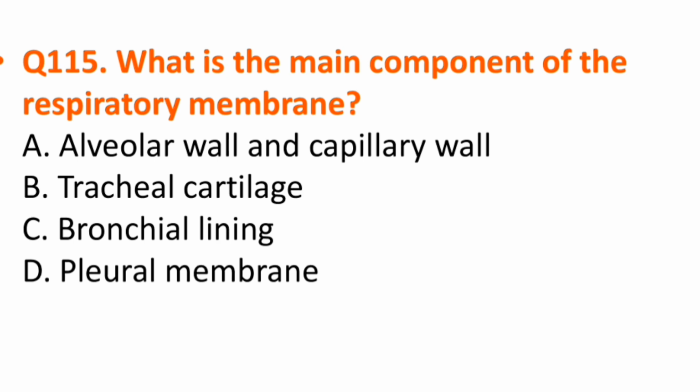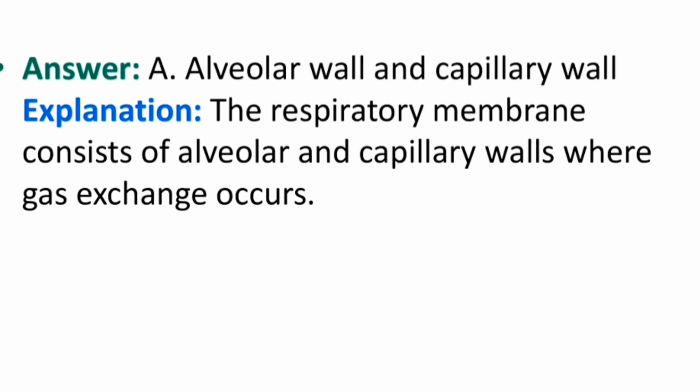What is the main component of respiratory membrane? Option A, alveolar wall and capillary wall. Option B, tracheal cartilage. Option C, bronchial lining. Option D, pleural membrane. The correct answer is option A, alveolar wall and capillary wall. The respiratory membrane consists of alveolar and capillary walls where gas exchange occurs.